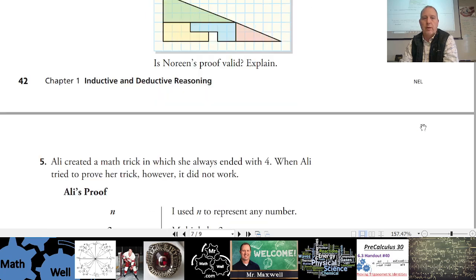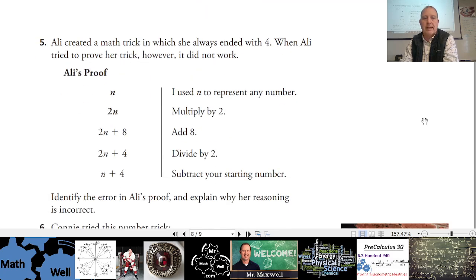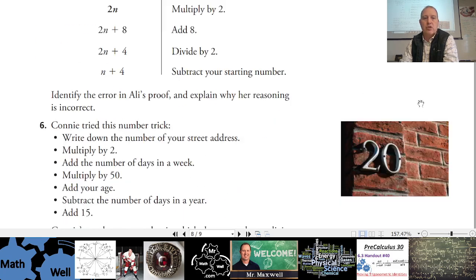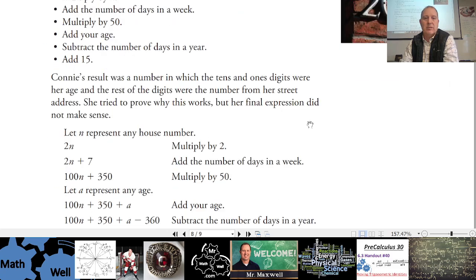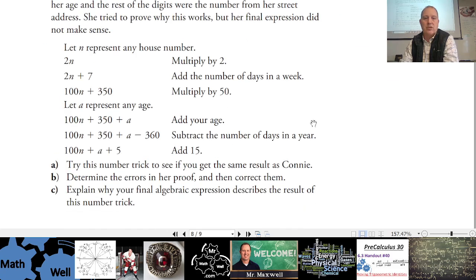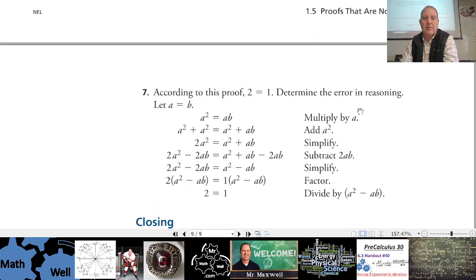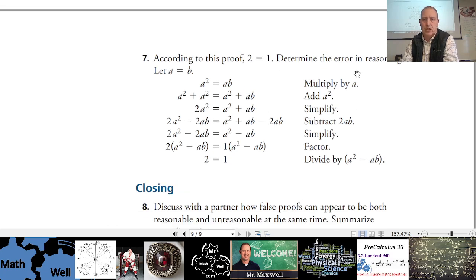You do have 4 and 5, identifying errors, then the number trick in 6. Again, just go ahead and work through that, answer these questions about 6, and finally 7. Determine the error here.